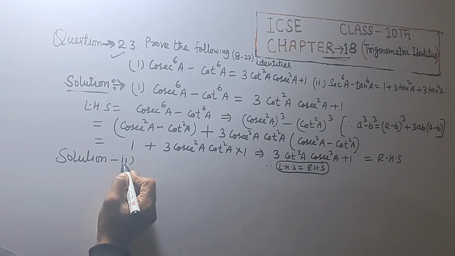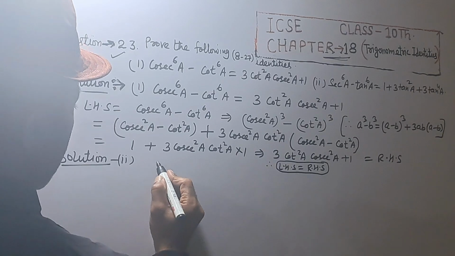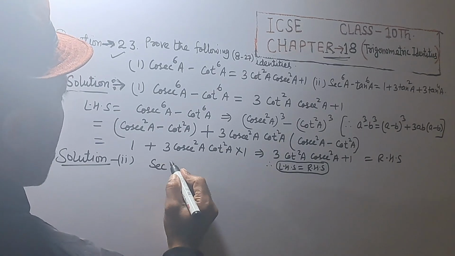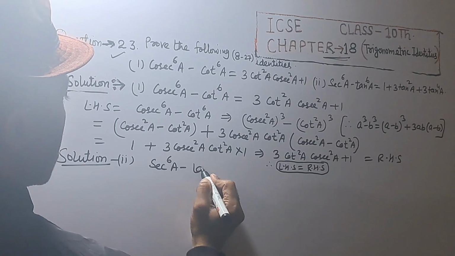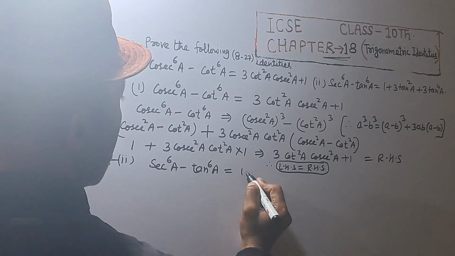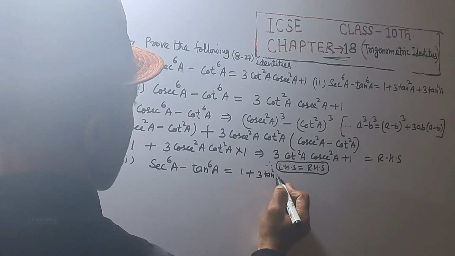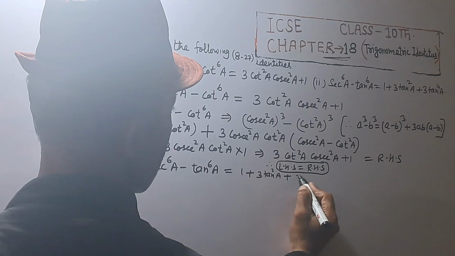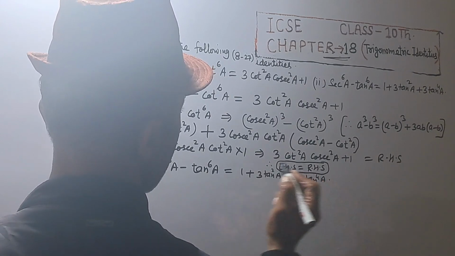Solution. Second part: sec^6 A minus tan^6 A is equal to 1 plus 3 tan^2 A plus 3 tan^4 A.